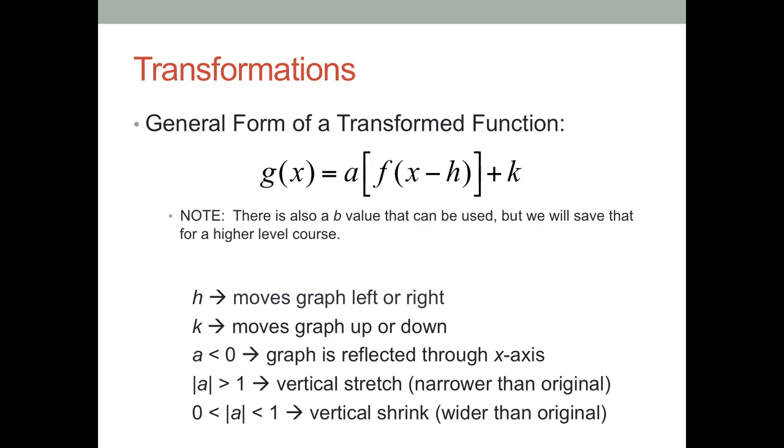If the absolute value of a is bigger than 1, then we're causing a vertical stretch. So we get a graph that's going to be narrower than the original graph, the original parent function. If our absolute value of a is somewhere between 0 and 1, then we have a vertical shrink, and so our graph will end up being wider than the original f of x graph.